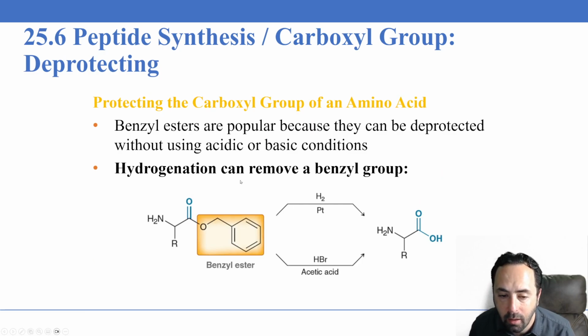And so the protecting group here will often be the benzyl ester. So benzyl meaning, remember this, it's attached at this carbon, one carbon away from the benzene ring. Then if we react with either H2 with platinum catalyst or HBr and acetic acid, we can then hydrolyze that ester and recover for ourselves the carboxylic acid.